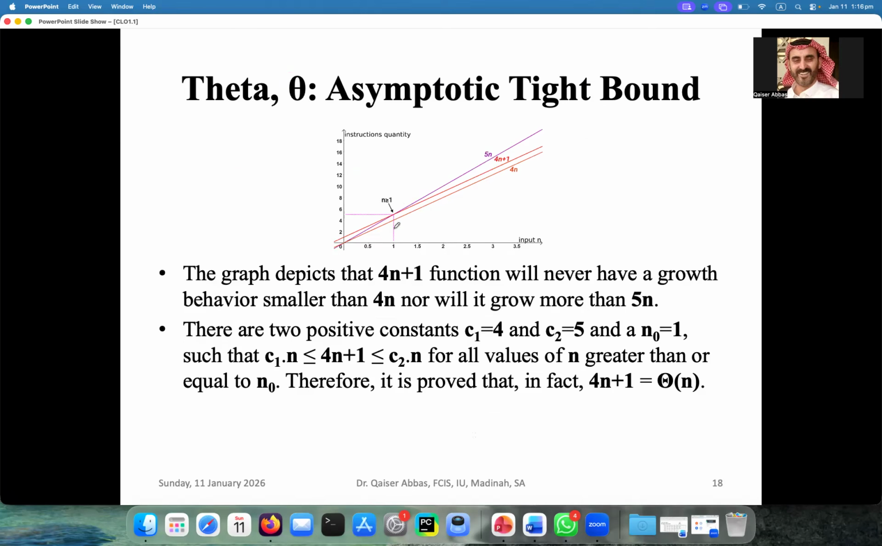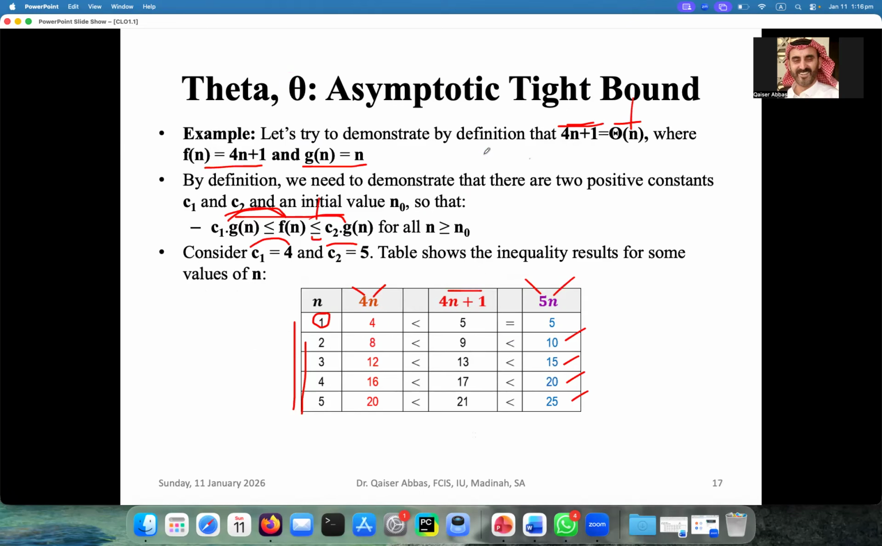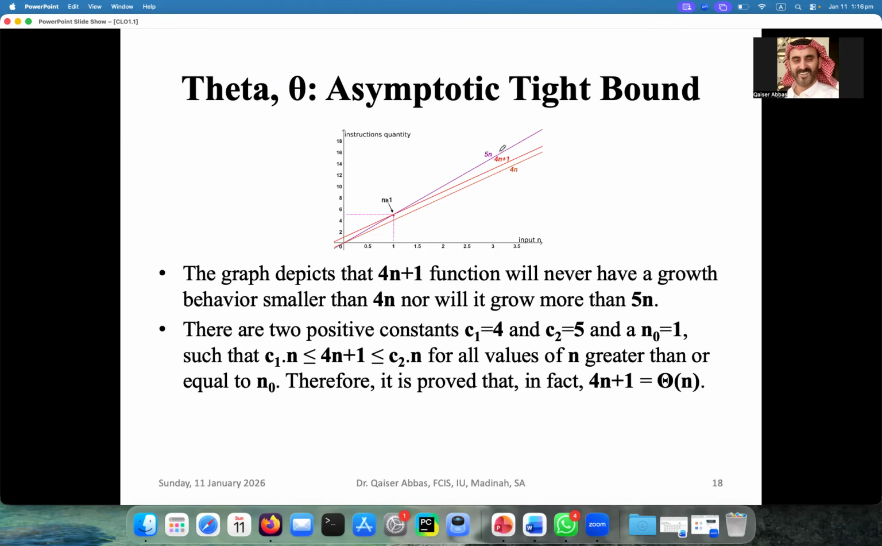Now, you can say by the graph that this n0 is equal to 1. After that, according to the table, 5n is always greater and this is always less. This is f of n, this is 4n. Then you can theoretically say that for all the values of n, this equation is true with constants C1 and C2. And it proves that we can write 4n is equal to theta of n.